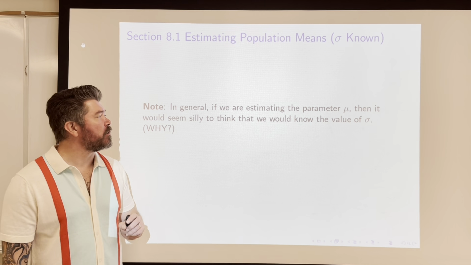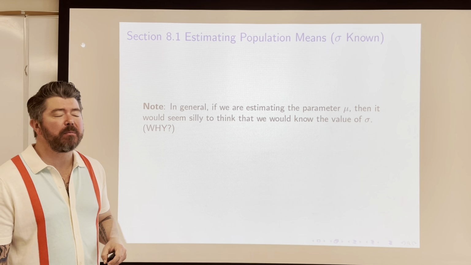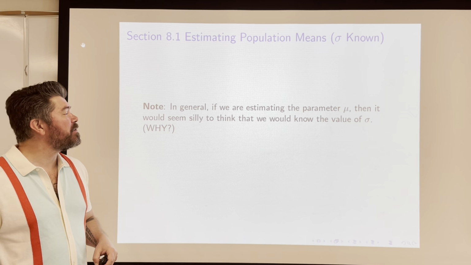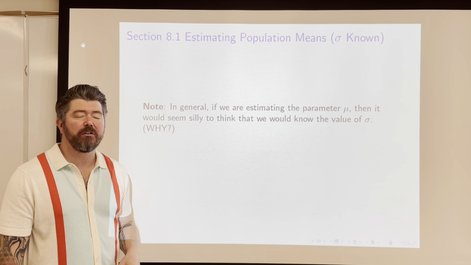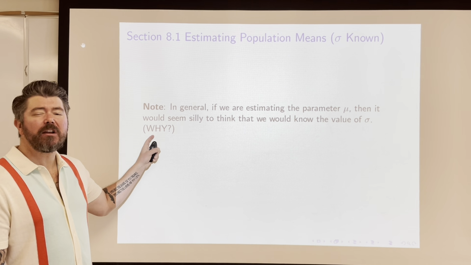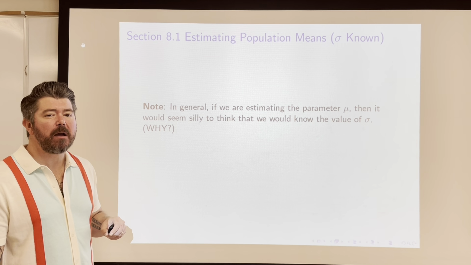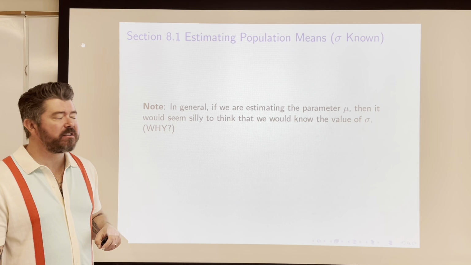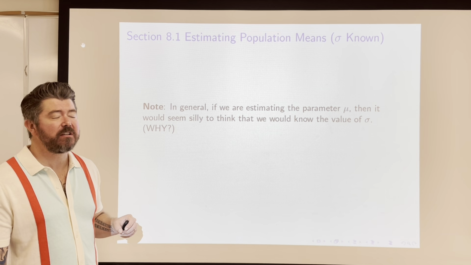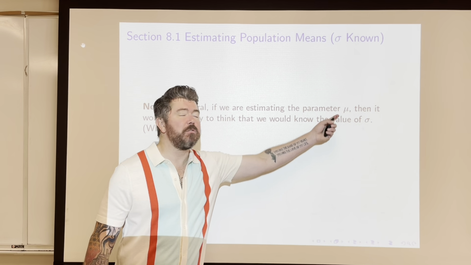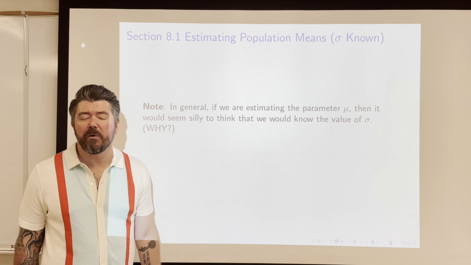Note, in general, if we are estimating the parameter mu, then it would seem silly to think that we would know the value of sigma. And think about why this is. Look back at chapter 3 at our formula for sigma. Notice that our formula for sigma uses the value mu. So if we know sigma, we can find mu.